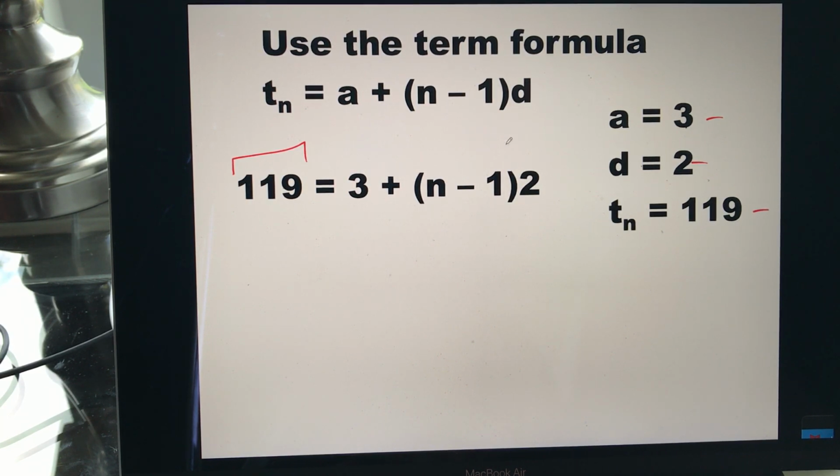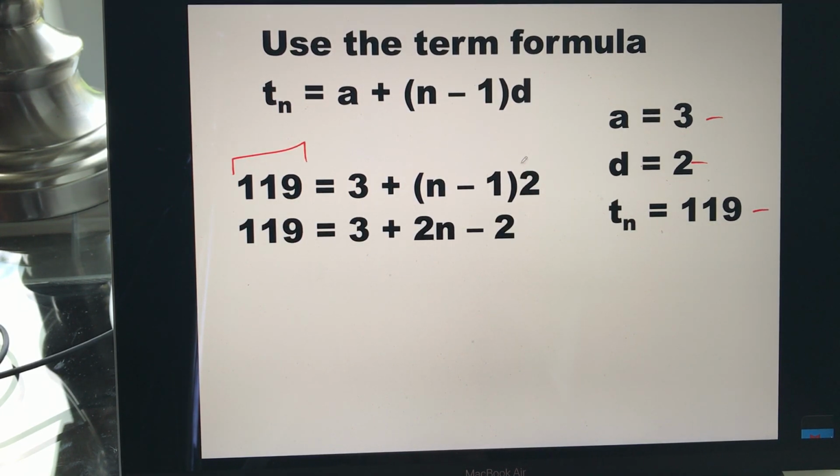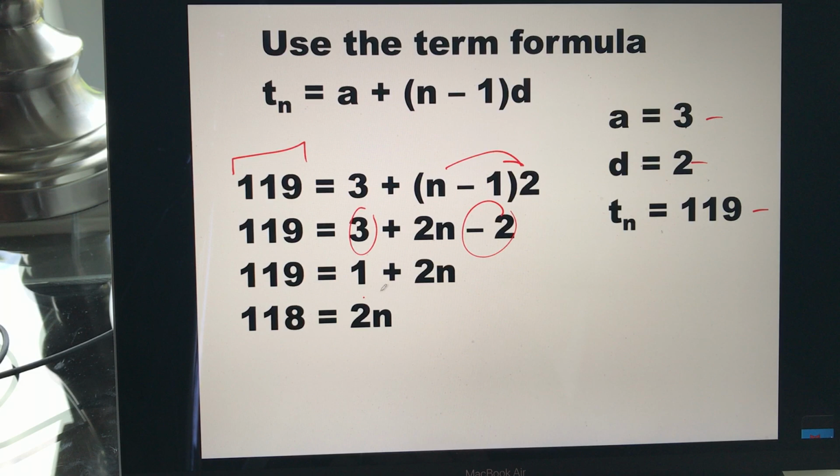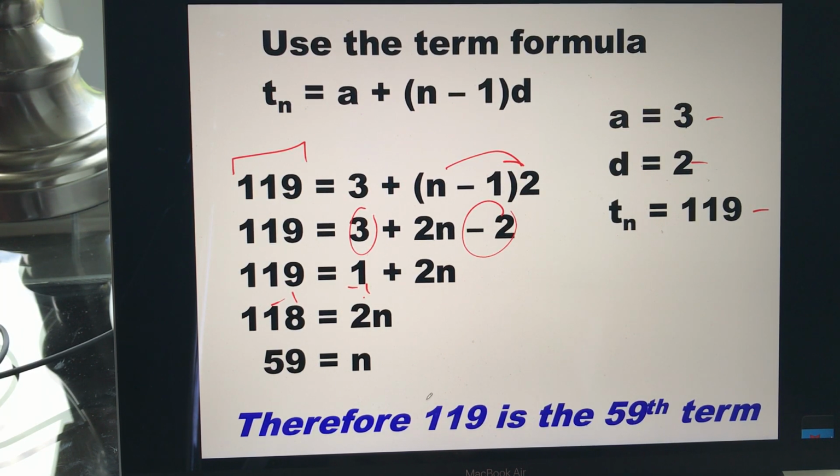This is just a linear model. There's no squaring or anything, just a linear equation, so we can solve this. I'm going to use the distributive property, get rid of the brackets, and collect like terms. 3 take away 2 is 1. I'm going to subtract 1 from both sides, and then divide by 2, and n is 59. So I put in 119 and got n is 59, which means 119 is the 59th term. If 119 is the last term, that means there are 59 terms in the sequence.